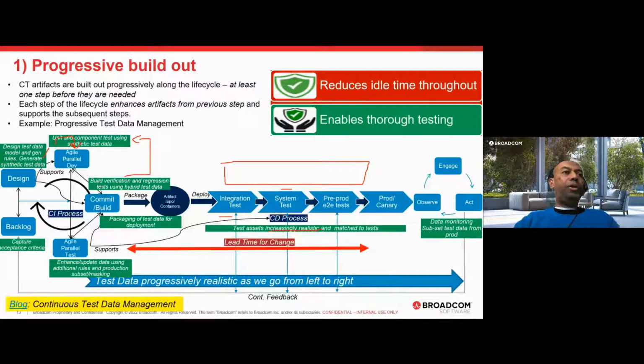But before I move on, one of the key assets we published is my blog on test data management. Again, there's a lot of content I talked about here, but please look up that blog on continuous test data management that is on the list of your resources. It describes the whole process in detail around how we address this challenge of continuous test data management using these progressive build-out and all the other principles that we're going to talk about in just a minute.